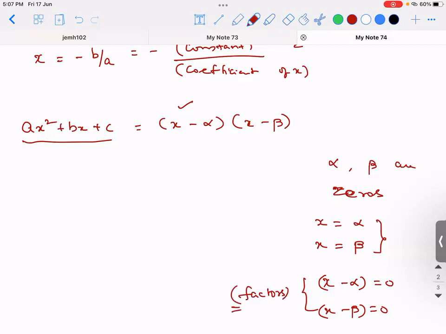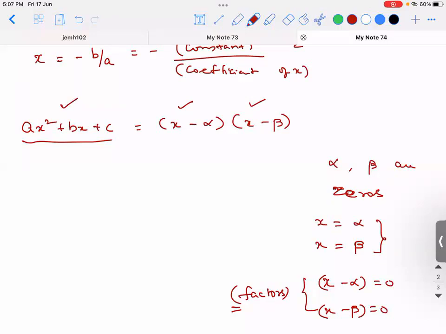This is a language used in mathematics. So x is equal to alpha and x is equal to beta: alpha and beta are roots, whereas x minus alpha and x minus beta are called factors. When you multiply the factors x minus alpha into x minus beta, am I not supposed to get a multiple?